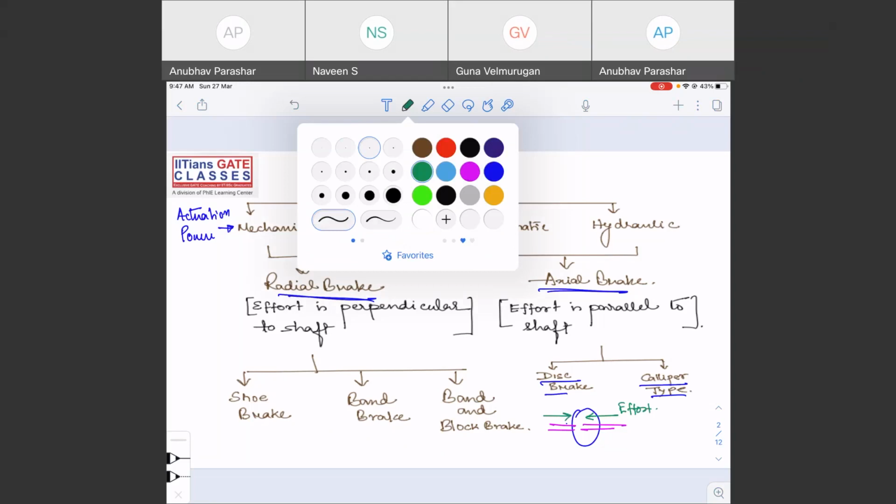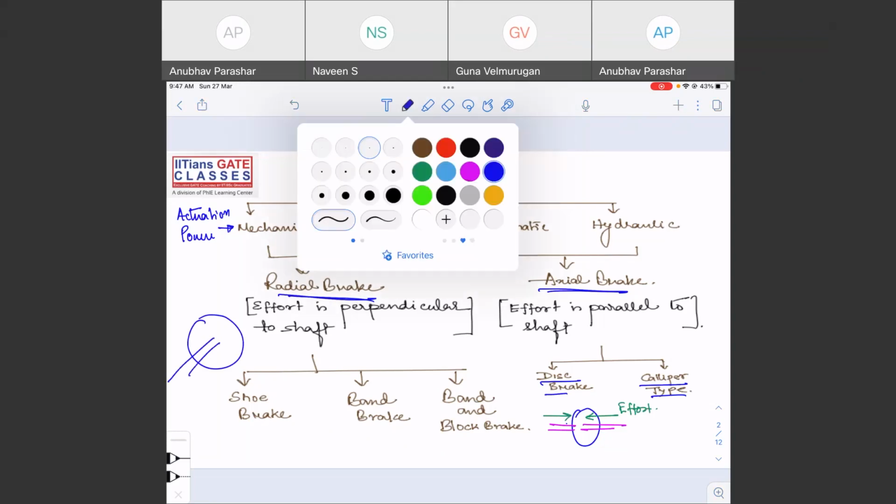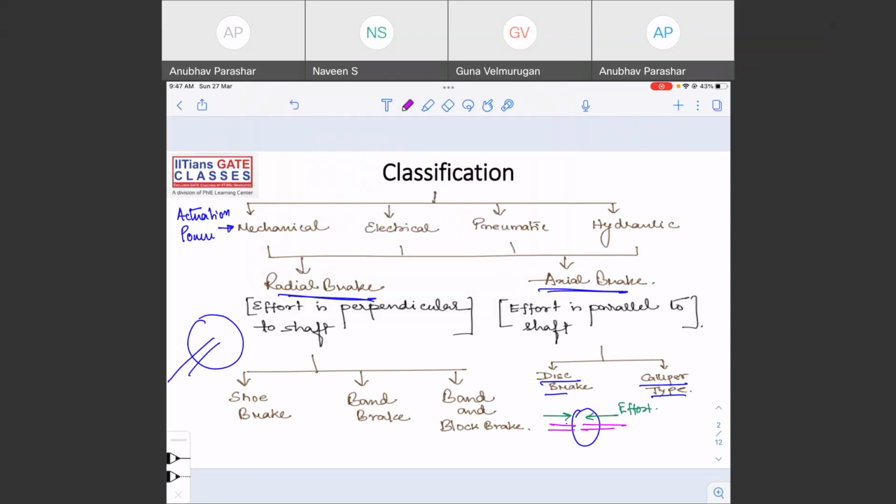Whereas in radial brakes, suppose the shaft is coming out of the board. Effort is perpendicular to the shaft. Effort will be in this direction. So if you see, effort will be perpendicular to the shaft. So you're going to see it in detail.